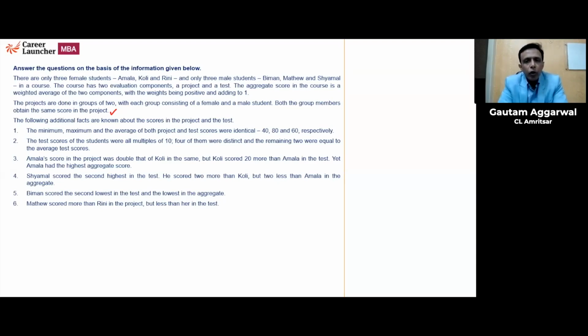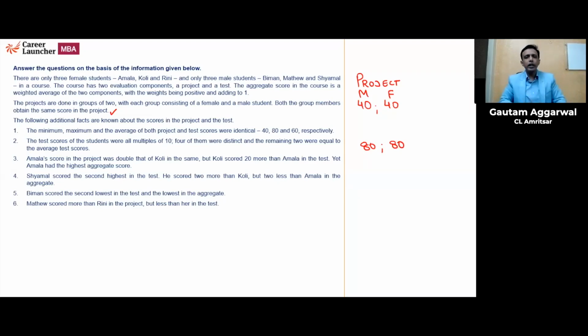The first and foremost information was that the minimum, maximum and average of both the project and the test score were identical, that is 40, 80 and 60. So logically, if I look at the information on the project first, there has to be, that means 140. Now, a male and a female have to score 40 each. The maximum has to be 80. Again, the male and the female have to score identically in the project, the group has to score identically. That means there has to be a male scoring 80 and a female scoring 80 also.